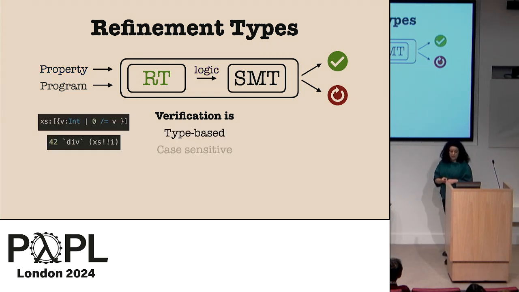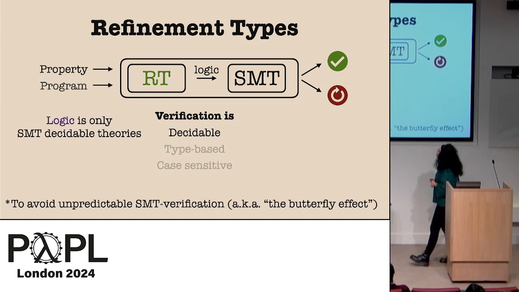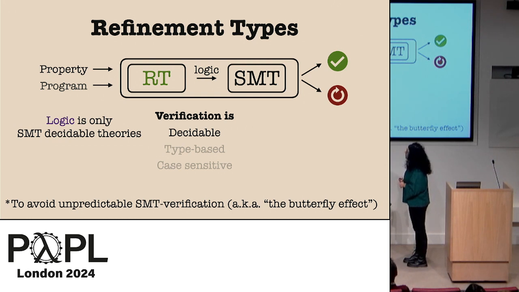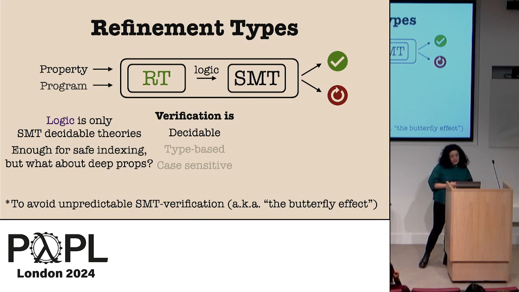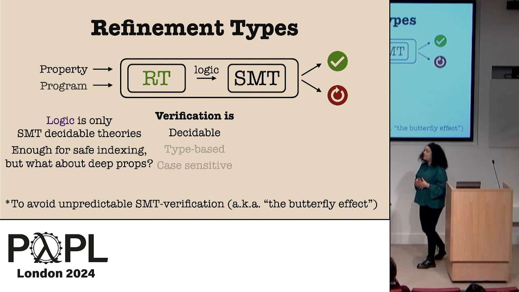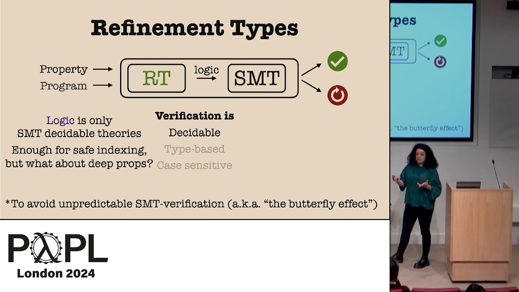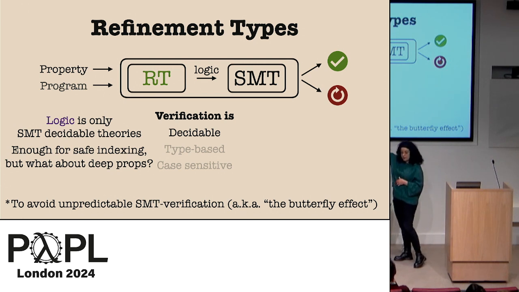So we saw that verification is case sensitive in the sense that it takes into account the conditions that it has. We saw that it's type-based, like we saw that we can refine things inside structures like lists, and this is a very, very important feature. It is also decidable in the sense that the formulas that we put in the logic need to be decided by the SMT solver. These kinds of formulas are enough to talk about safe indexing or division by zero. But then we saw that to talk about deeper properties like associativity, we need to do manual proofs.